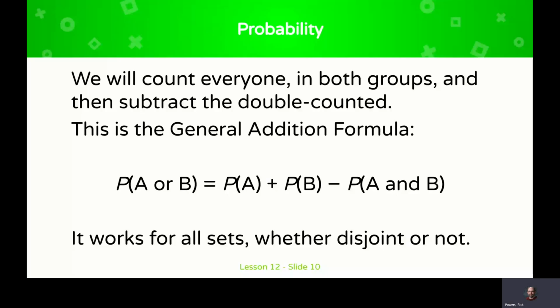We will count everyone in both groups and then subtract the double counted. This is the general addition formula. Probability of A or B equals the probability of A plus the probability of B minus the probability of A and B. It works for all sets, whether disjoint or not.